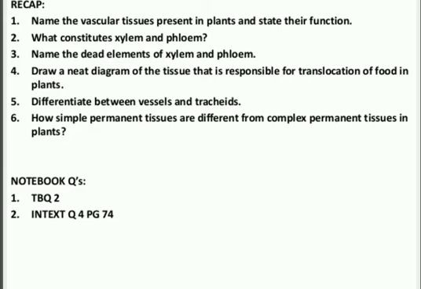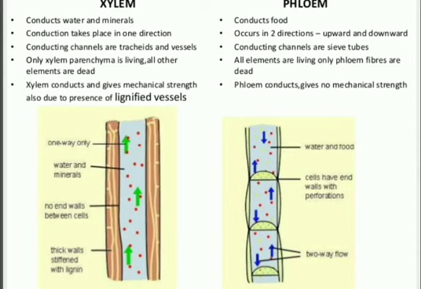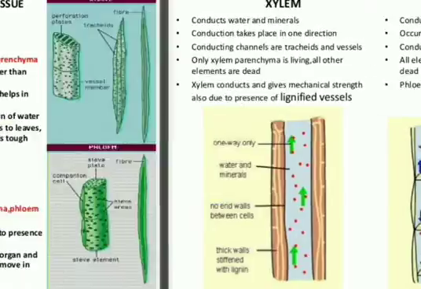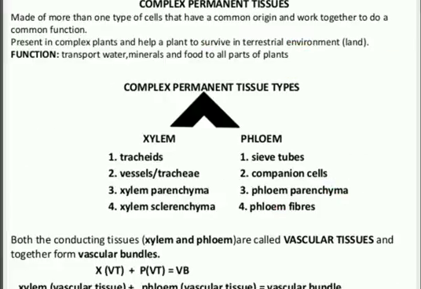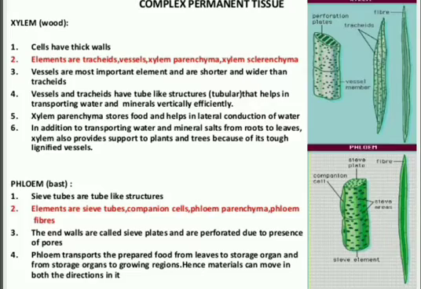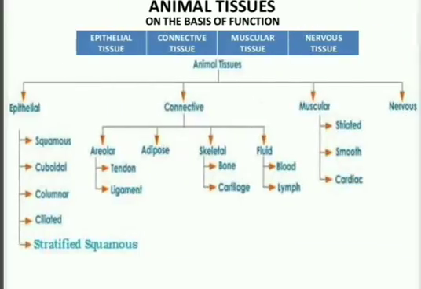Then, which tissue makes up the husk of coconut? That is sclerenchyma tissue. Then, what are the constituents of phloem? That we have discussed earlier also. These are the constituents: sieve tube, companion cell, phloem parenchyma and phloem fiber. So I think all the plant tissues are clear to you.